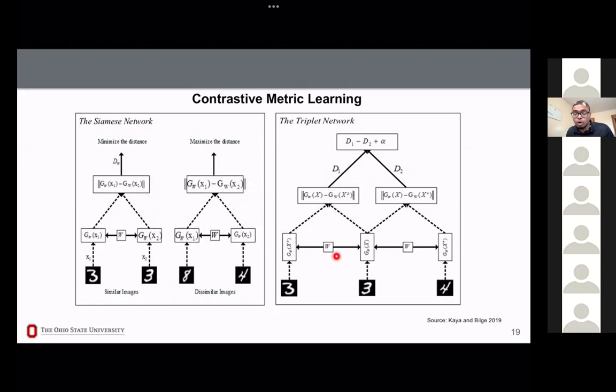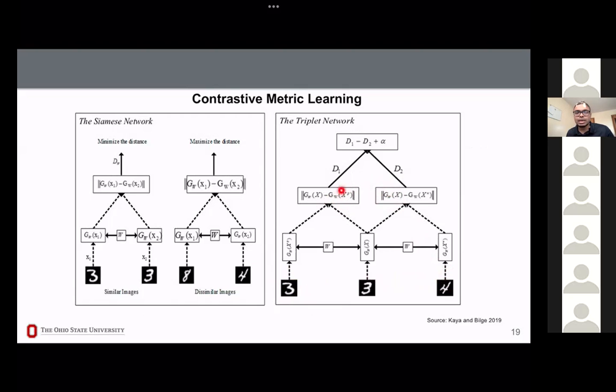There is a more popular and more effective version of it, which does this in groups of 3. So you have an anchor, which is the middle one here. Let me just say it's an anchor you picked. So here it is digit 3. And then you have a positive sample corresponding to the anchor, belonging to the same class. In this case, that's 3 again. And a negative sample, which is 4 here. And you calculate a loss function based on all these 3 inputs.